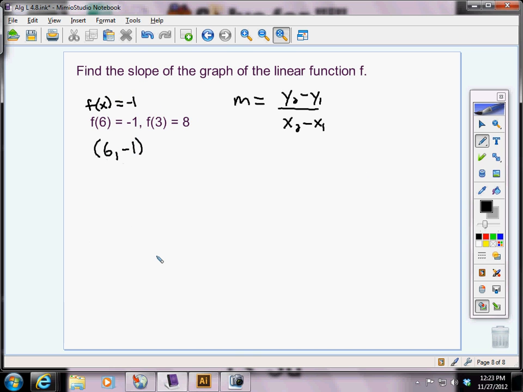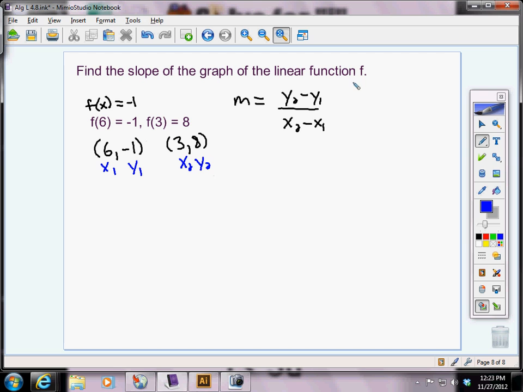And if that totally doesn't make sense, just trust me. It's saying the function at 6 is negative 1. Our input is 6, our output is negative 1. Our x value is 6, our y is negative 1. So when you look at it that way, you have 2 points. If you have 2 points, can you find the slope? Sure. Call this x1, y1, and this x2, y2.